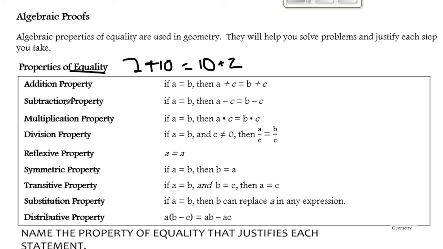Subtraction property, same thing, subtracted from both sides of the equation. Multiplication property, that just means you're multiplying the same thing to both sides. Division, dividing by the same thing on both sides.